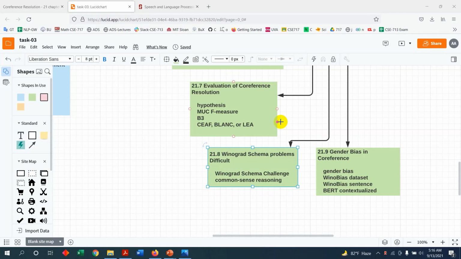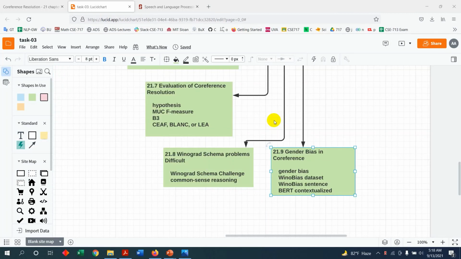From early on in the field, researchers have noted that some cases of coreference are quite difficult, seeming to require world knowledge or sophisticated reasoning to solve. And finally, the last section is gender bias in coreference. As with other aspects of language processing, coreference models exhibit gender and other biases. Modern coreference algorithms perform significantly worse on resolving feminine pronouns than masculine pronouns in GAP. Systems based on contextualized word representations show similar bias.